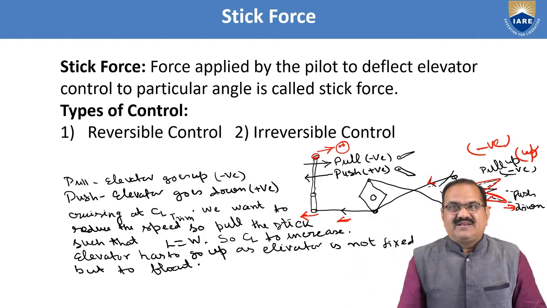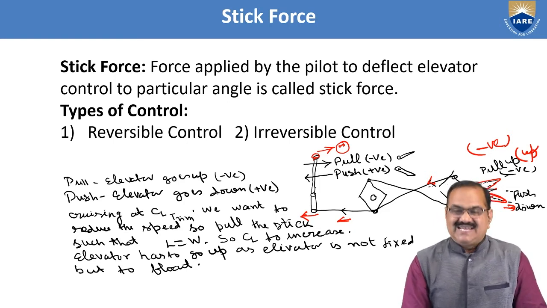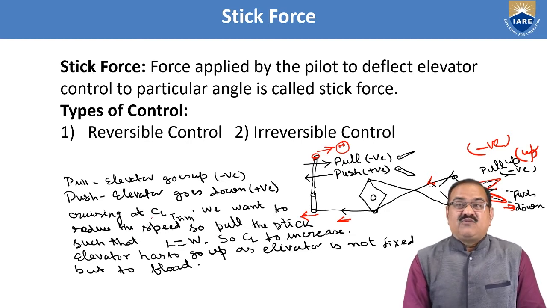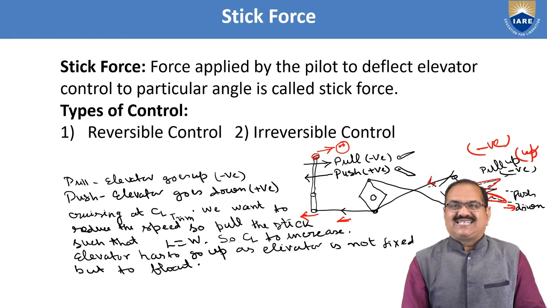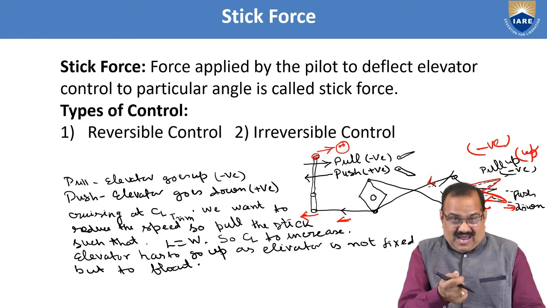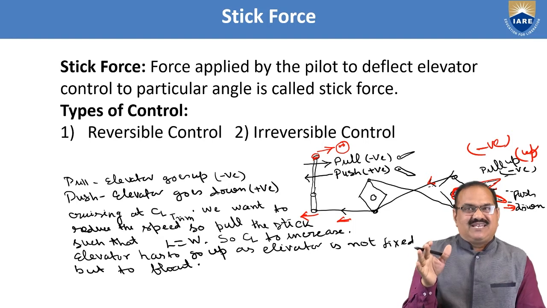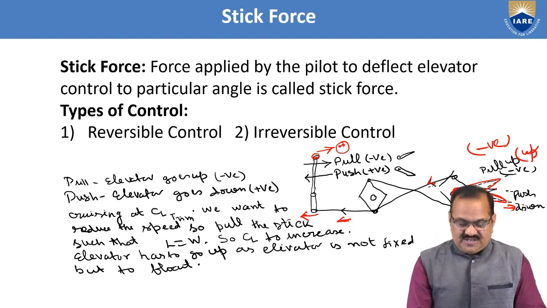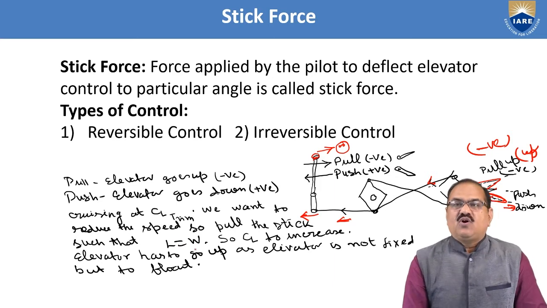Then what will happen? Cruising: if you want to cruise at CL trim, so we want to reduce the speed. If you want to reduce the speed, you have to pull the stick. You have to pull the stick in such a way that lift is equal to weight. So it is in the trim condition.